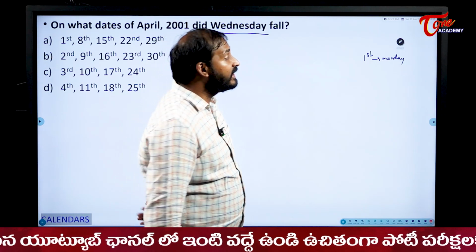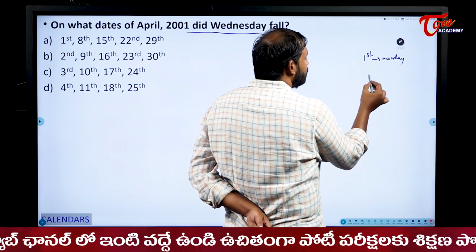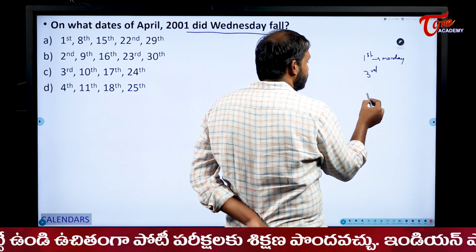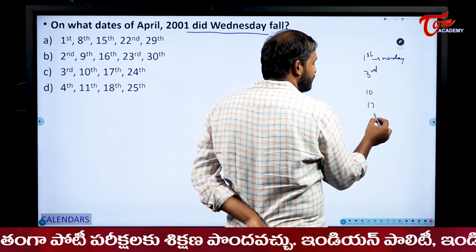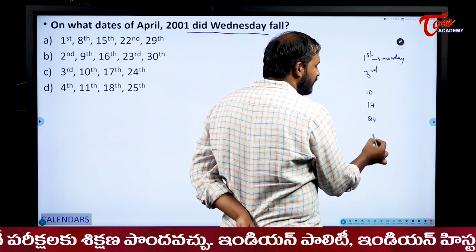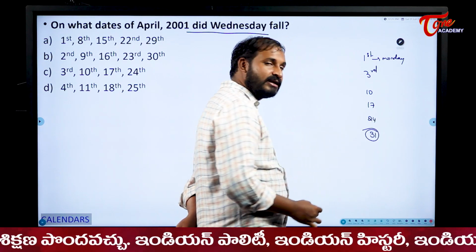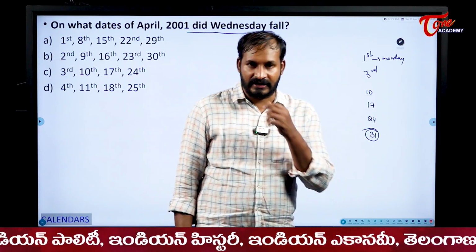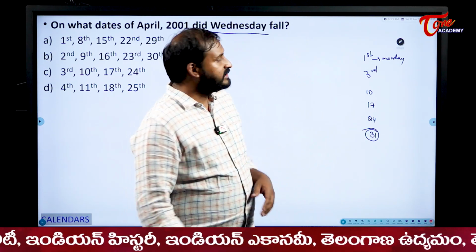Yes. When will the first Wednesday come? On 3rd will be the first Wednesday. When will the next Wednesday be? On 10th. Next, on 17th. Next 24th. If that month has 31 days, then 31 will be written. If that month doesn't have 31 days, then we will write only 3, 10, 17 and 24. Right? This is how we are going to see.